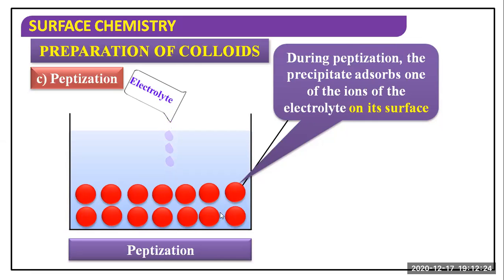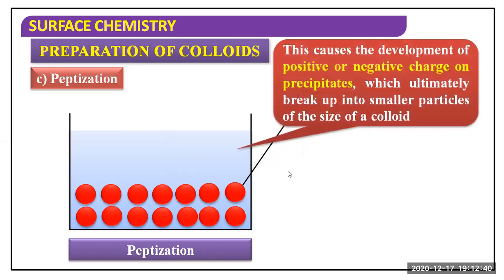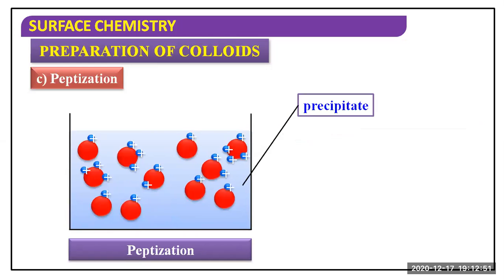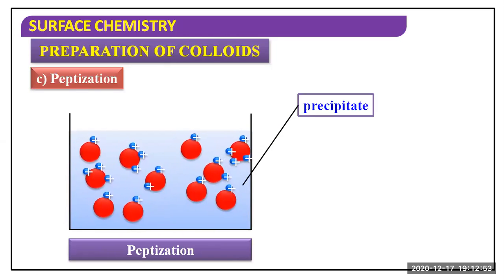So there is a stable precipitate. Then we use some electrolyte and shake it. During peptization, the precipitate absorbs one of the ions of the electrolyte on its surface. This causes development of positive or negative charge on the precipitate, which ultimately breaks off into smaller particles of the size of colloids. So there is a size of the colloid particle.